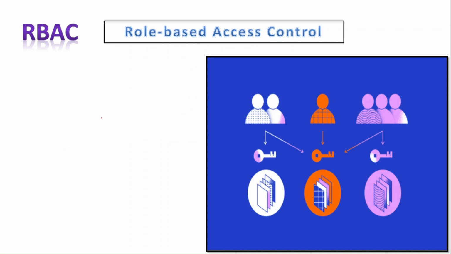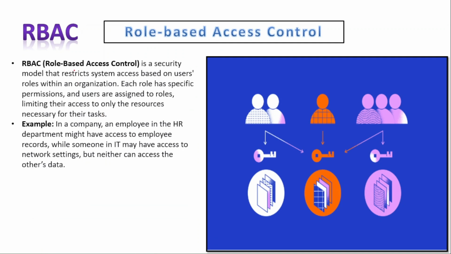RBAC, that is role-based access control. So RBAC, or role-based access control, is a security model that restricts system access based on users' roles within an organization. Each role has specific permissions, and users are assigned to roles, limiting their access to only the resources necessary for their tasks. Example, in a company, an employee in the HR department might have access to employee records, while someone in IT may have access to network settings, but neither can access the other's data.